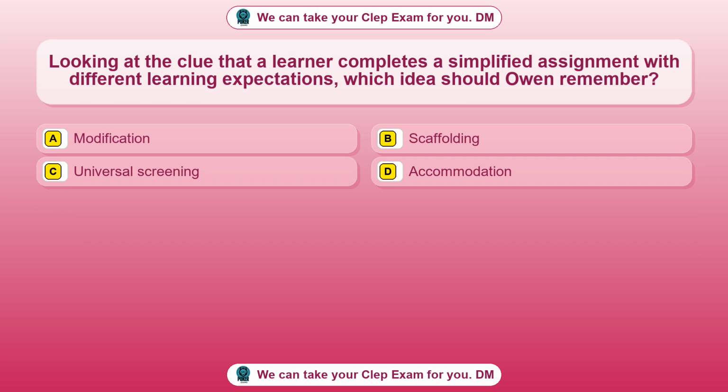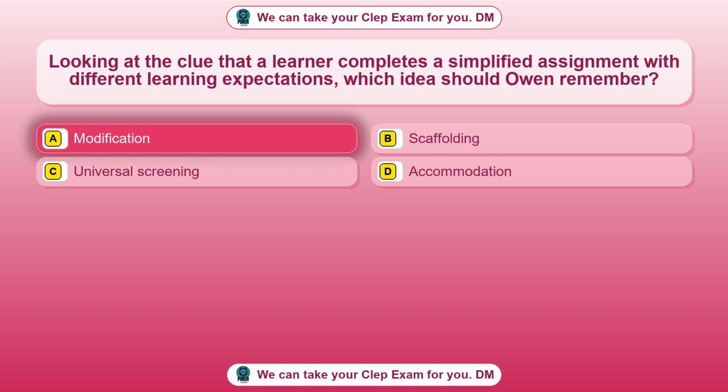Question 65. Looking at the clue that a learner completes a simplified assignment with different learning expectations, which idea should Owen remember? Option A, modification. Option B, scaffolding. Option C, universal screening. Option D, accommodation. The correct answer is option A.